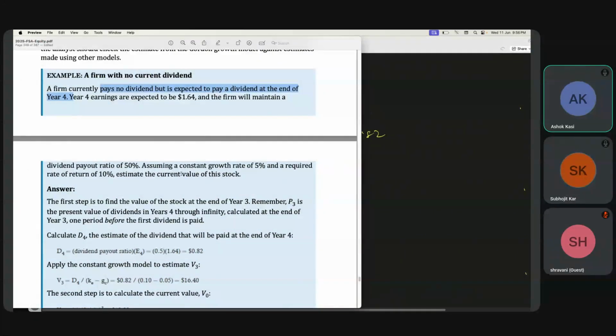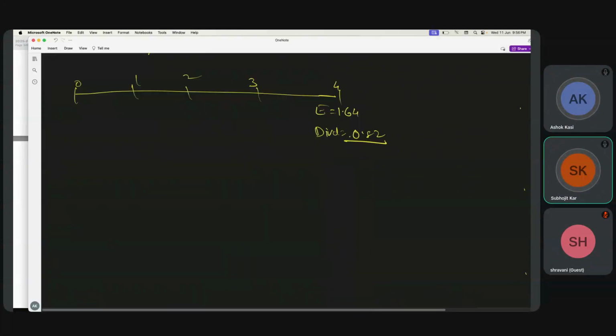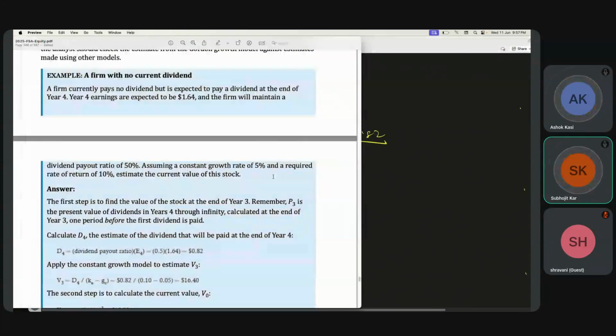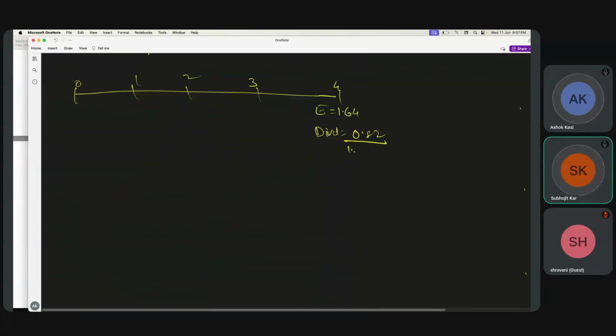Assuming a constant growth rate of 5 percentage and required return is 10 percentage, calculate the current value. G is 5, divided by R minus G. Just calculate this one. That means 0.82 divided by 0.05.